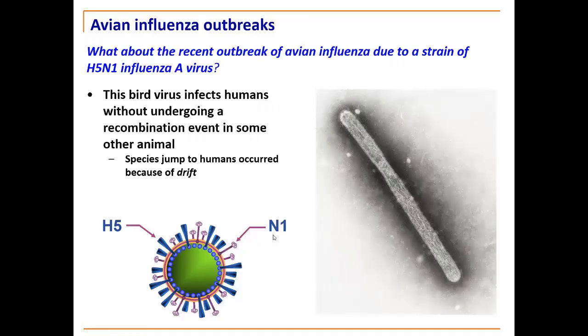And this bird virus infects humans without undergoing a recombination event in some other animal. In other words, there was a species jump to humans because of drift. Now, this is rare. Normally, the species jump occurs because of shift, antigenic shift, not because of antigenic drift. Now, in this case, the fatality was about 60% in humans. Luckily, as the virus wasn't readily spread from birds to humans or from one human to another, there weren't a huge number of people actually killed. However, it could theoretically mutate or undergo reassortment with another human influenza whilst remaining as virulent, because remember, 60% fatality is quite virulent.